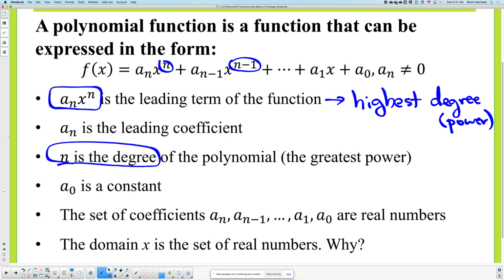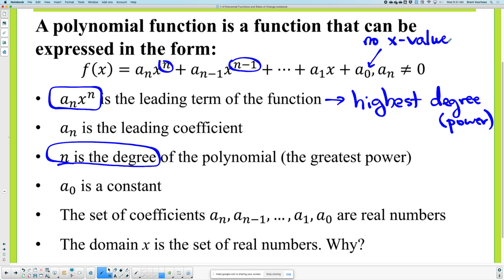A0 is a constant. What does that mean? Does this have an x? No x value with it. This would be for all these being real numbers, the a's in the front, the coefficients. And the domain is a set of all real numbers.